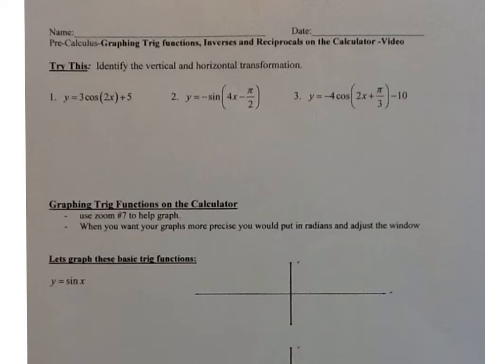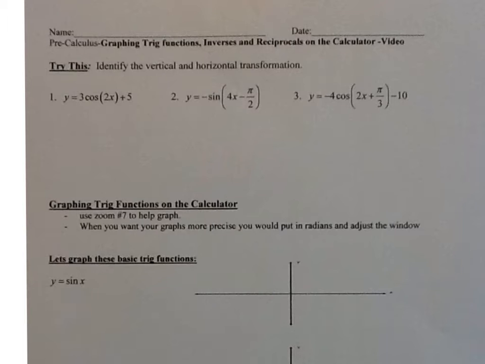The try this says all I want you to do is to identify the vertical and the horizontal transformation. So the vertical transformation would be the shift that goes up and down. So that would be you're looking for your midline. And the horizontal shift, which is your left-right shift, that means you're looking for your phase shift. So make sure when you look for your phase shift that you do have the number that's in front of the x factored out into front of the parentheses. Okay, so put me on pause and give it a try and then come back.